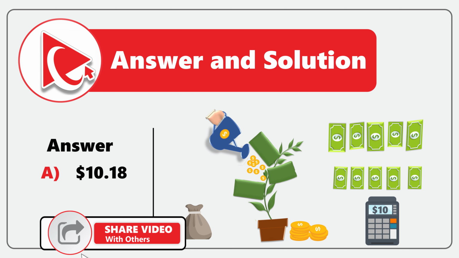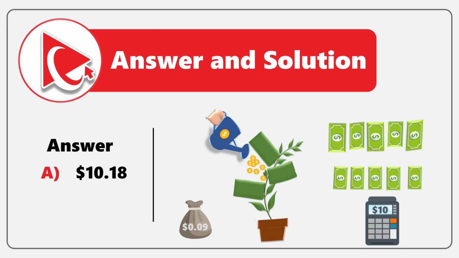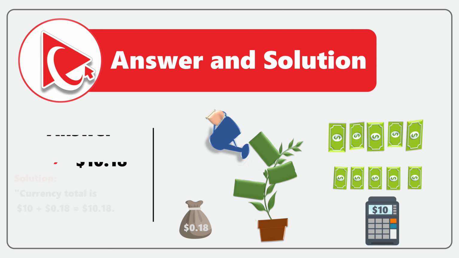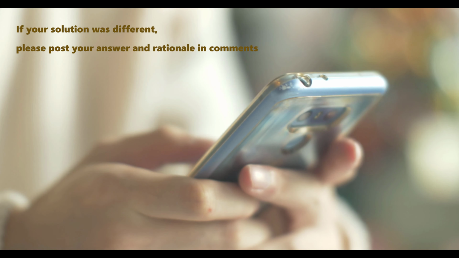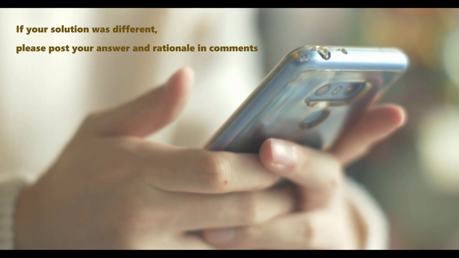Now let's count the coins. We see 9 coins to the right of the flower pot. Then we see 8 coins coming out of the watering can. And then there is 1 coin on top of the watering can, which is easy to miss. Did you get to the same answer? Choice A, $10.18?